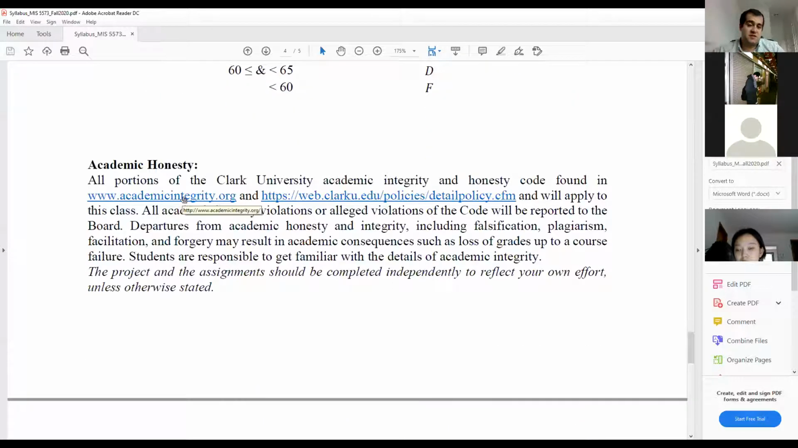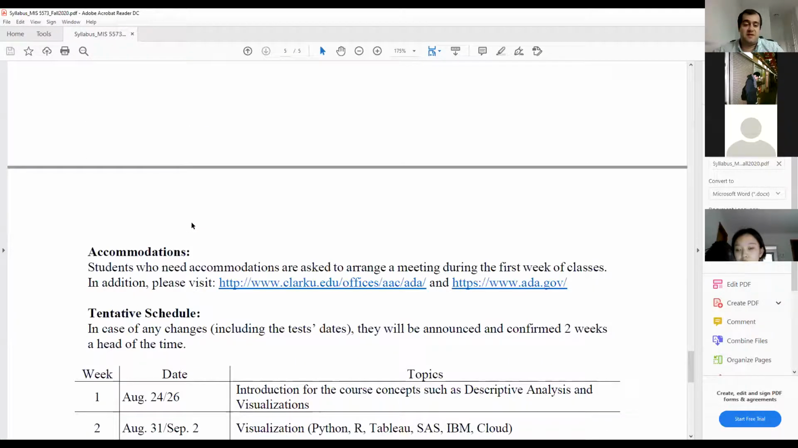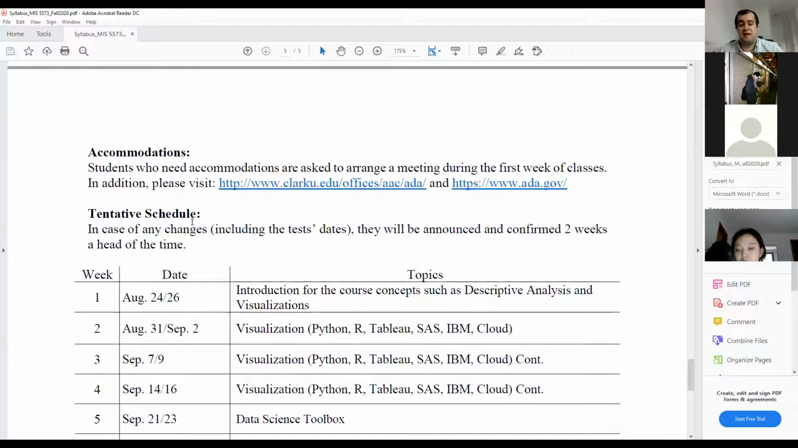There are some general university rules, like academic honesty, that you should spend your time and read, and about accommodation. If you have some health issue or other issues, we have some policies for accommodations.